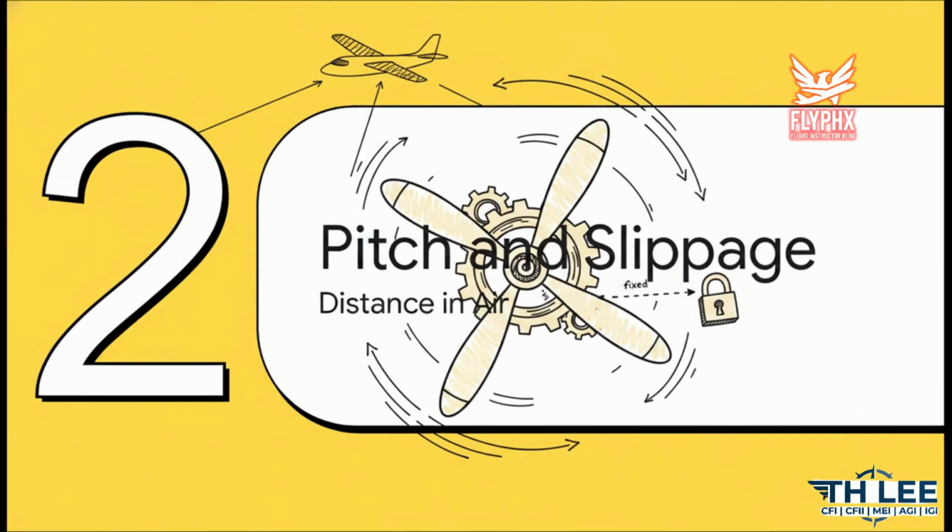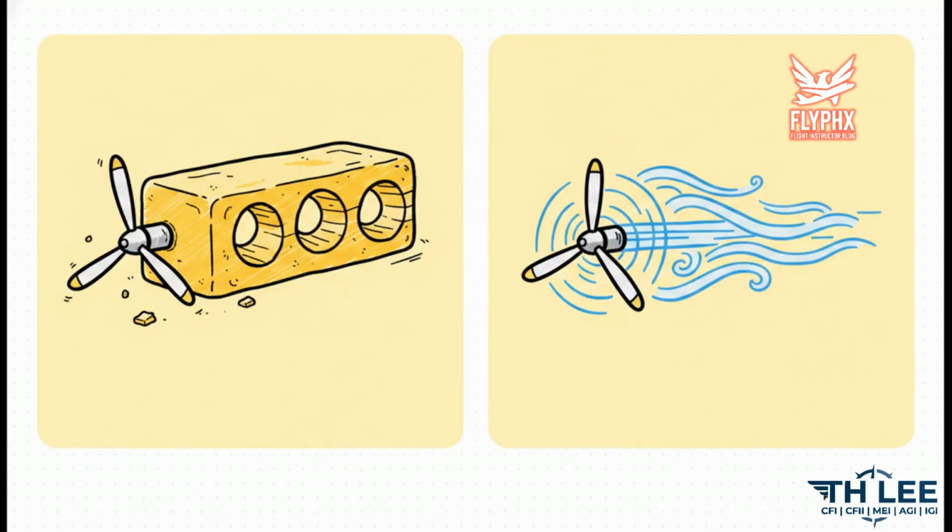Section 2. Propeller pitch and slippage. Okay, so most basic trainers have fixed pitch propellers, right? That's where the manufacturer locks in a specific blade angle. You can't change it in flight. To understand how efficient or inefficient this is, we have to talk about two types of pitch.